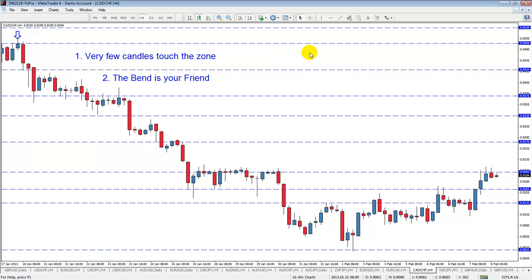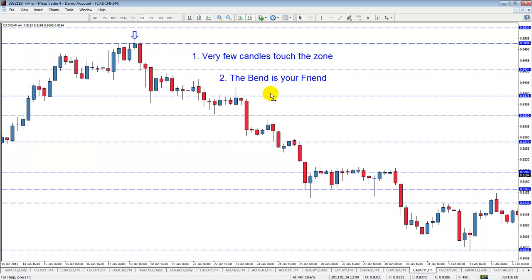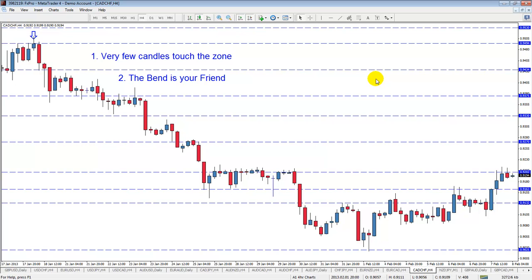For me, I like it for 4 hours, really. Okay, so the bend is your trend. Very few candles touch the zone, right? So we know when few candles touch the zone, it's likely to fall away. The opposite of that is when several candles hit the zone in quick succession. It usually means you're in for a breakout.